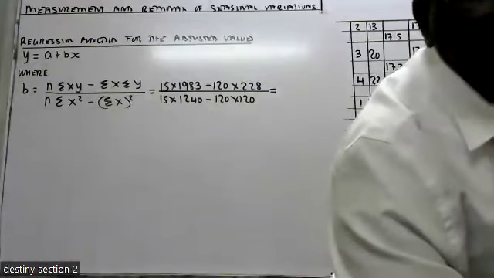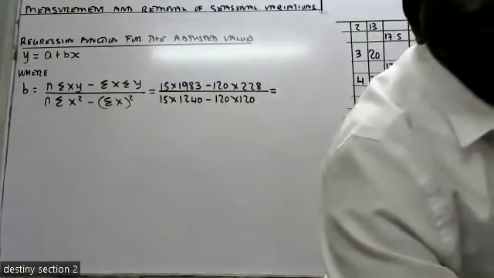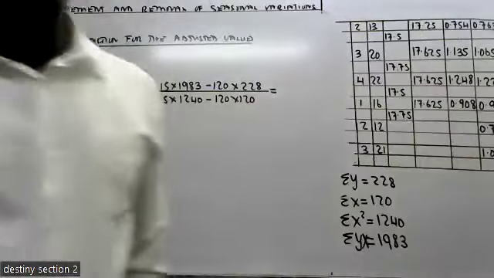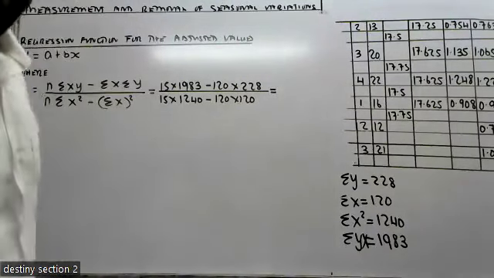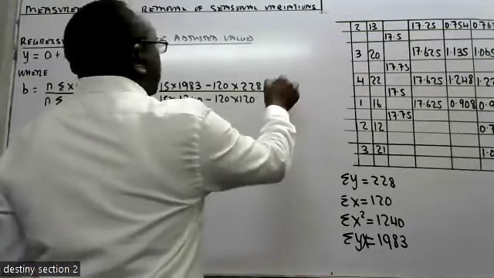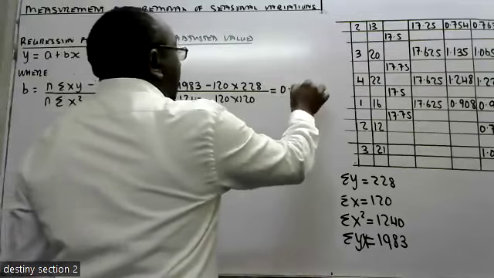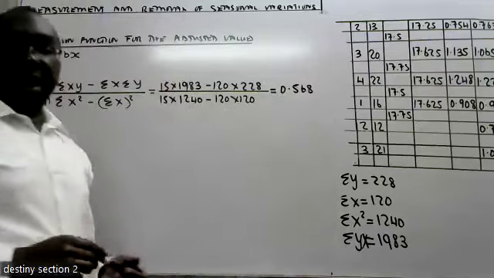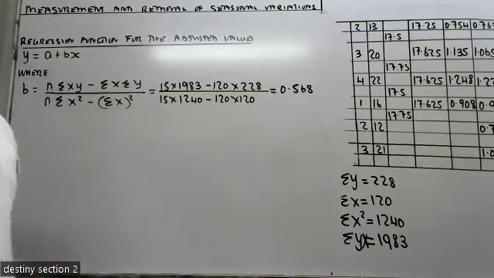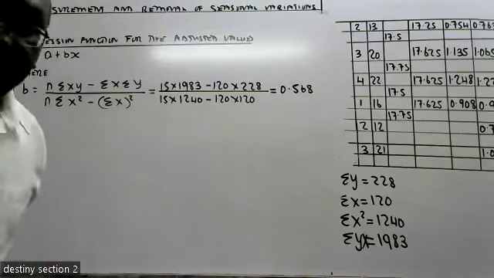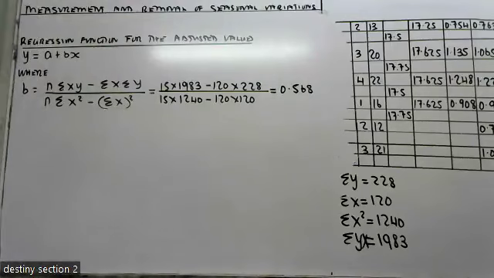Waiting for the, okay, I can see from Ibrahim 0.568. Someone else? Confirm 0.568. Yeah, it's confirmed by Irene. So let's get A.